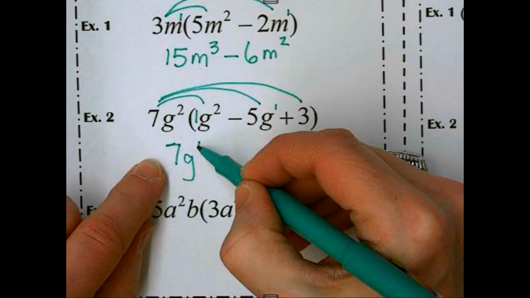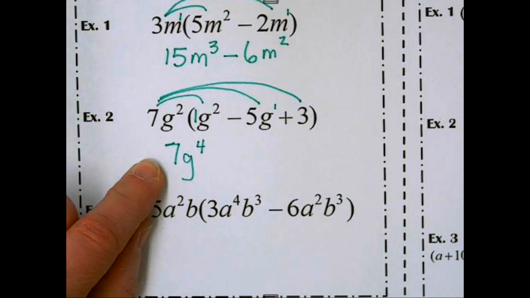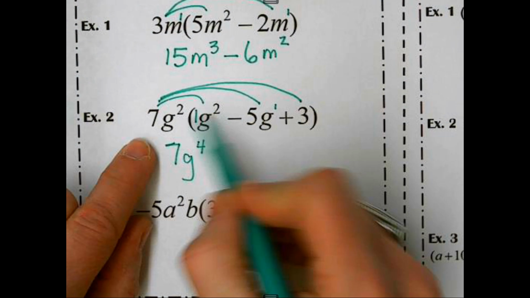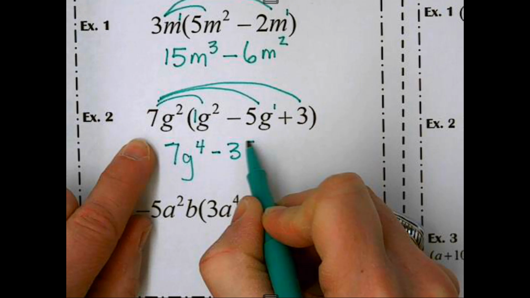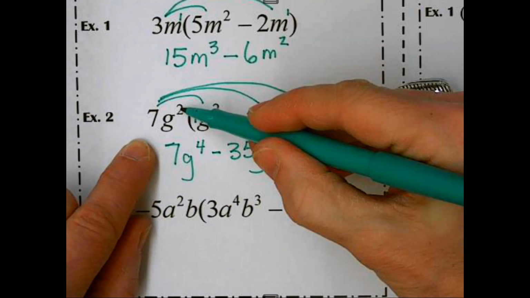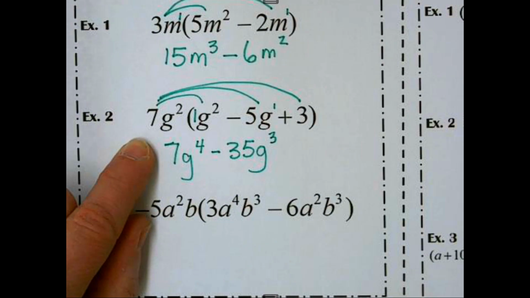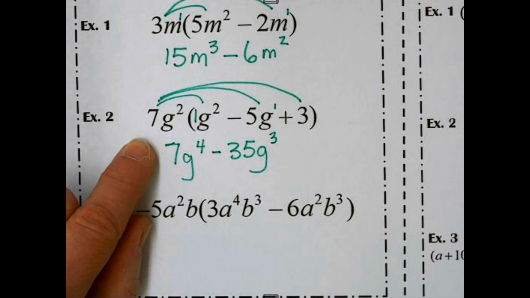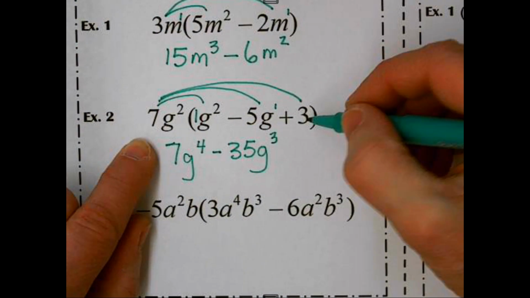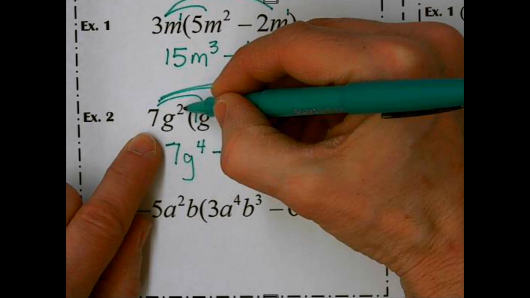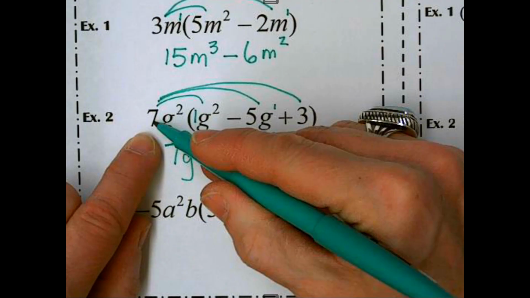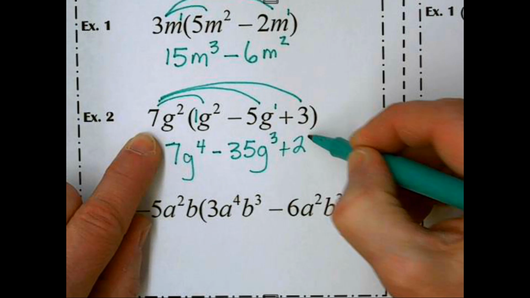7 times negative 5, negative 35. G is going to be to the 3rd power. So really important that you don't forget about those invisible 1s. And then our last term, 7g squared times positive 3. 7 times 3 is 21. Don't forget the g squared. This one just didn't have any variables. It was a constant.